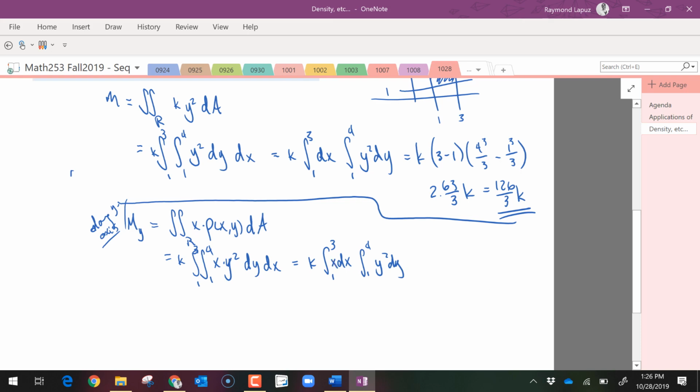Oops, there's an x in here. So this part's going to stay the same. That's 63 over 3, right? And this is k. And so this stuff in the middle is x squared over 2. And then we put 3 in there. You get 3 squared over 2 minus 1 squared over 2. So k times 8 over 2, that's just 4. So it looks like it's double this. 256 over 3k.